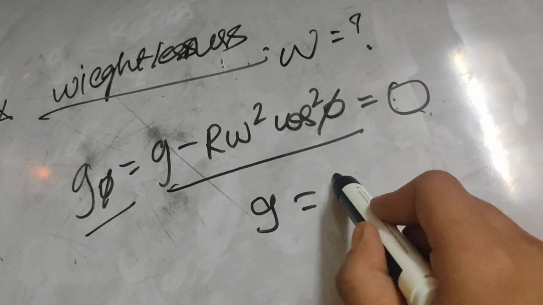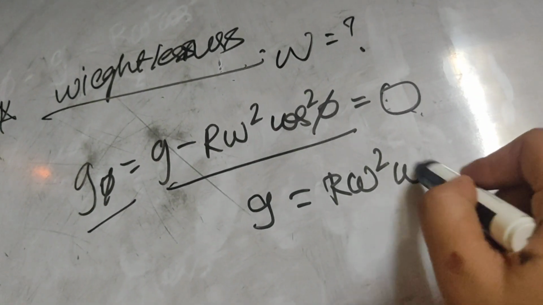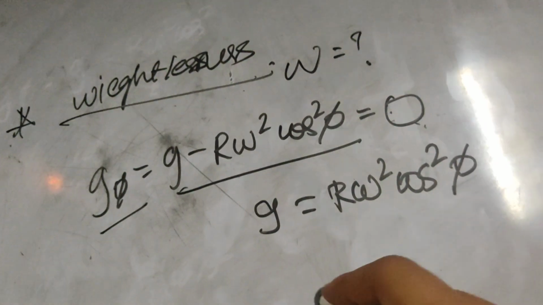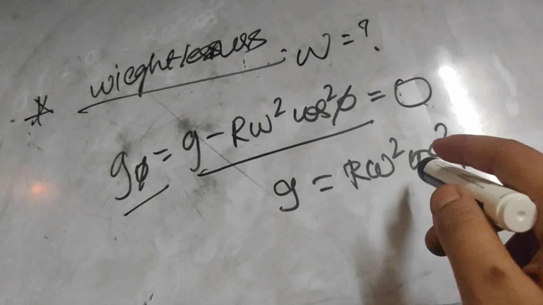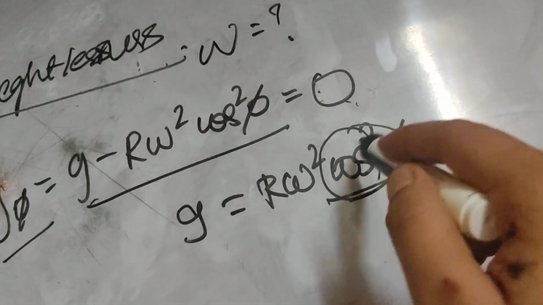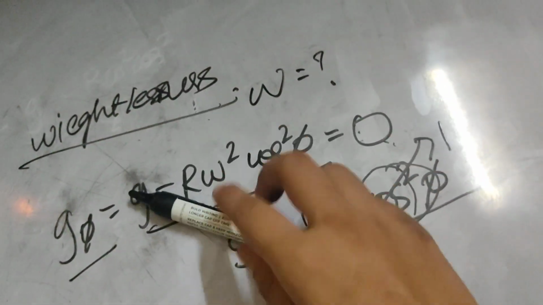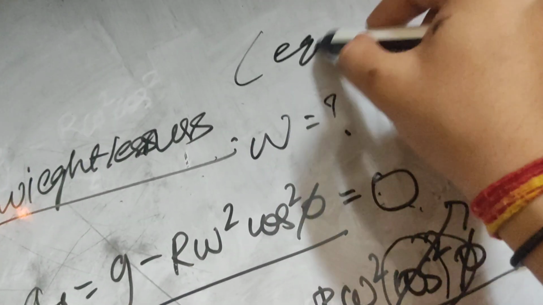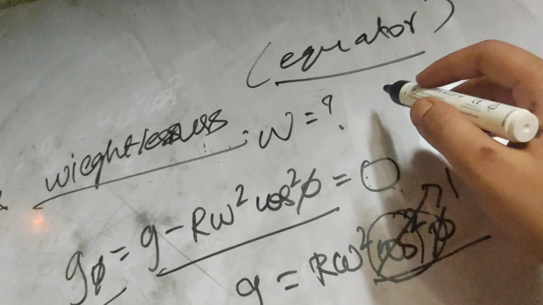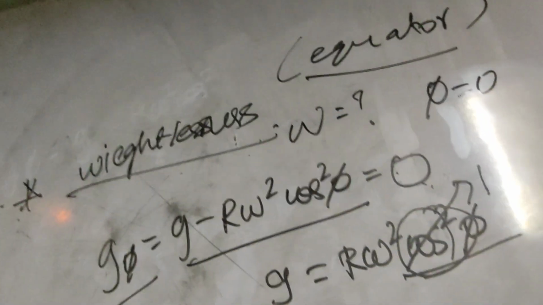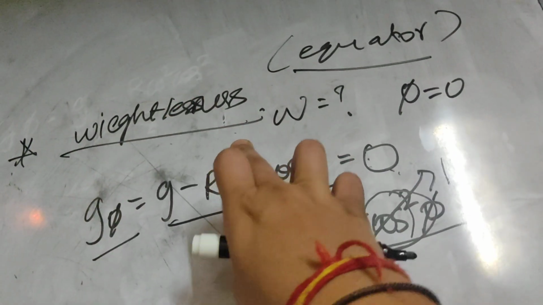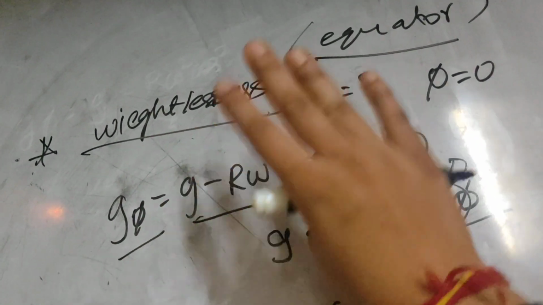So g is equal to R omega square cos square phi. Easy. Now what will happen here? We will consider the cos square phi value to be 1, because weightlessness questions will mostly be asked for the equator only. At the equator we know that phi is 0. I will repeat once again: in weightlessness, the questions will mostly be asked with respect to the equator.